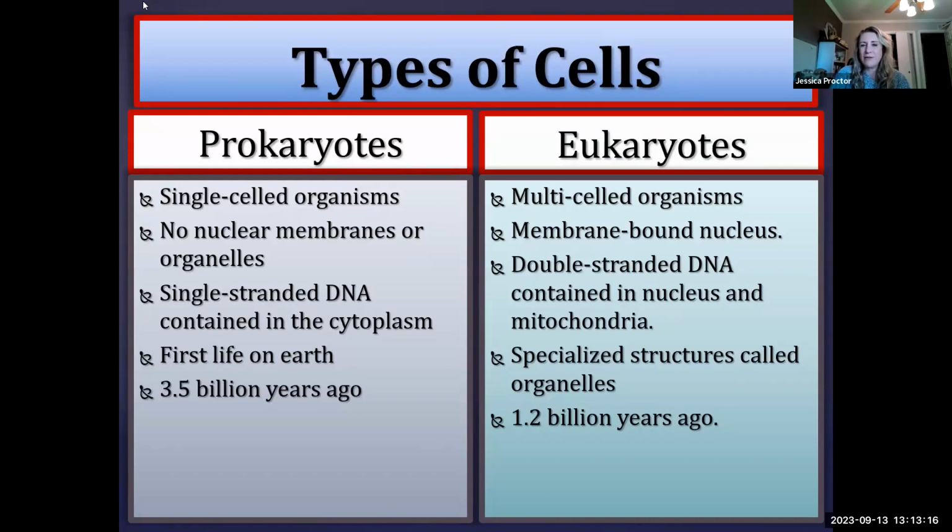Okay, so for the vast majority of the class, of course, we're going to be focusing on the second type, which is eukaryotic or multicelled organisms. Multicelled organisms do, in fact, have a membrane-bound nucleus. So you can think of the nucleus as kind of the brain of the cell. We'll look at a picture here in a moment. Eukaryotic organisms do, in fact, have double-stranded DNA.